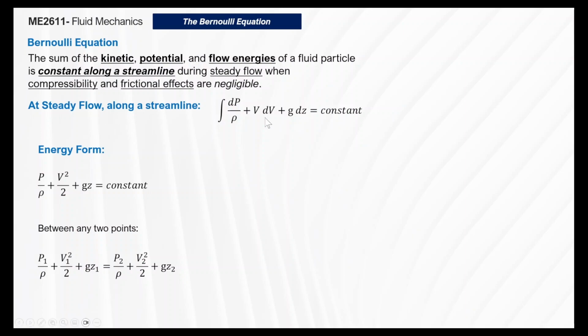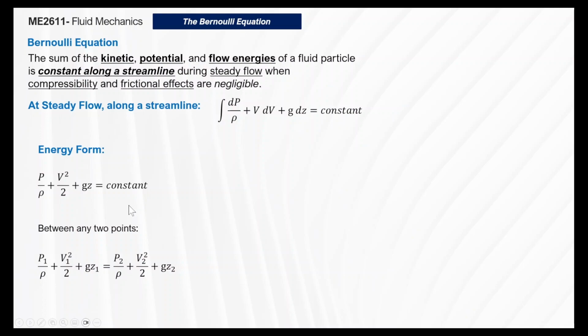So this is the general formula. For a steady flow along a streamline, it is simply the sum of the change in pressure per density, plus the change in velocity, plus the acceleration due to gravity and change in elevation, basically. Or in a much simpler form, the energy form is simply the pressure divided by density, this is the flow energy, V squared over 2 is the kinetic energy, and this is the potential energy, and it's constant.